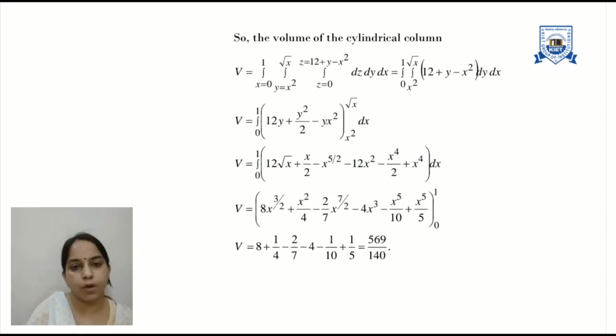Now using the formula of triple integration to find the volume, V equals triple integration dz dy dx. First of all, the limits of z have more variables, so we will integrate with respect to z first, and after that we will integrate with respect to y since the limit of y contains a single variable, and lastly we will integrate with respect to x because the limits of x are constant. Continuing in this manner, we will get the total volume of the given solid as 569/140.